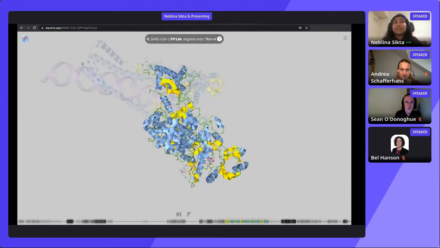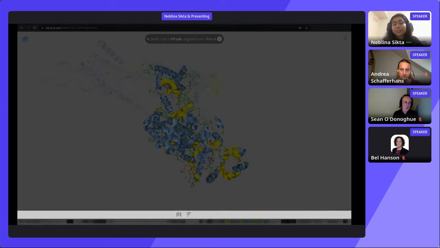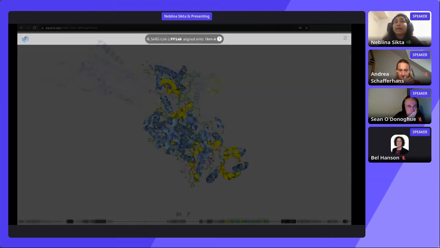As you can see, we have done quite a bit of refactoring. We have maximized the space for the structure viewer. We have added the structural coverage map that shows all the dark and non-dark regions for the protein of interest. You can also access all the matching structures and features data using these icons. Then we have an interactive title that will provide you more information about the UniProt sequence, the PDB structure, and the alignment information as well.